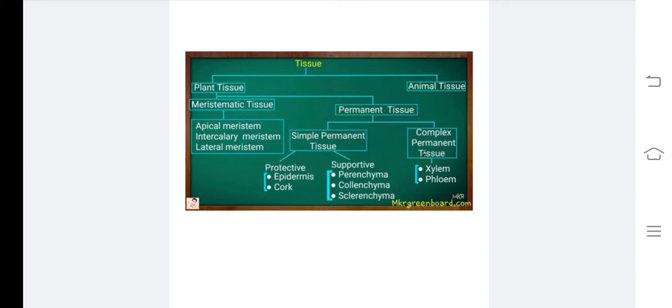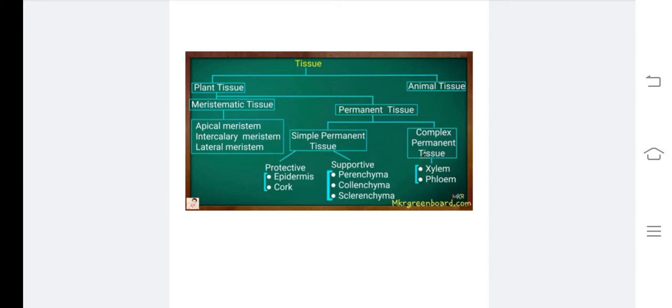What about complex permanent tissues? Xylem and phloem, they are the complex permanent tissues, right? Xylem is the water conducting tissue, phloem is the food conducting tissue. You know, these are the points we have discussed in the previous classes.